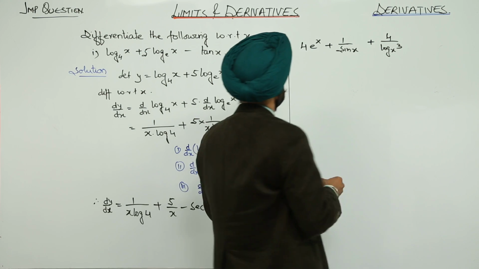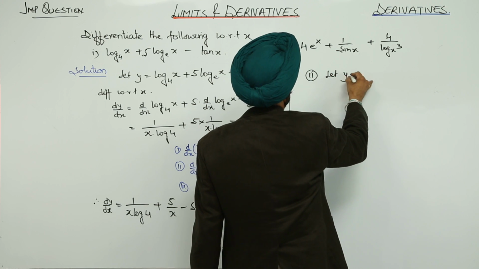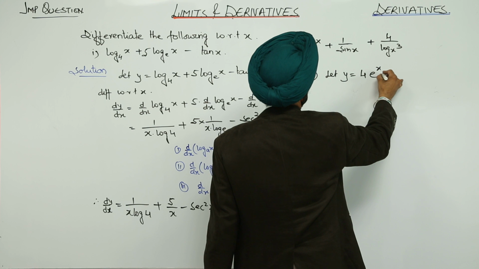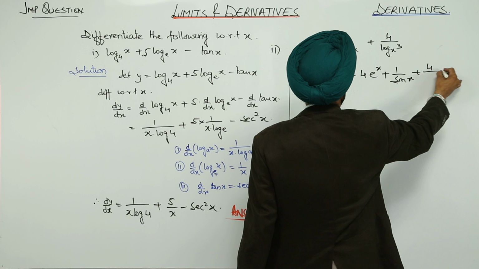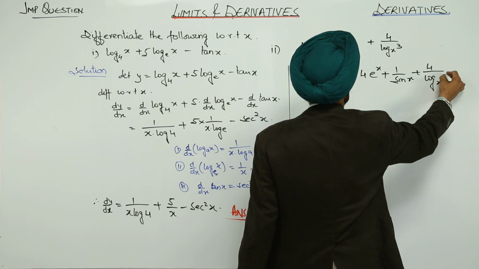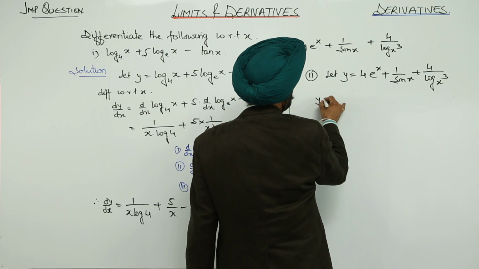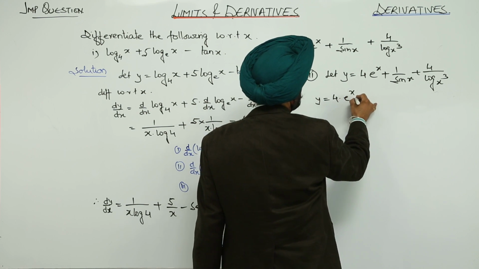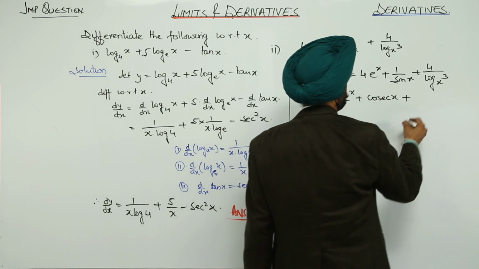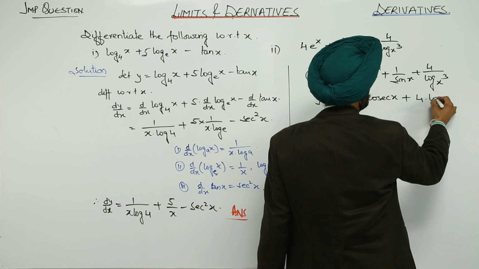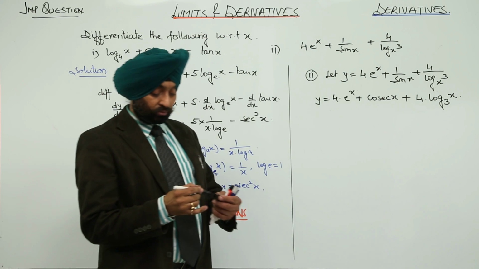Now second part, let y is equal to 4 e raised to power x plus 1 upon sin x plus 4 upon log x with base 3. Now to this, what we can write it, y is equal to 4 e raised to power x plus cosecant x plus 4 times log base 3 x, changing the base rule.